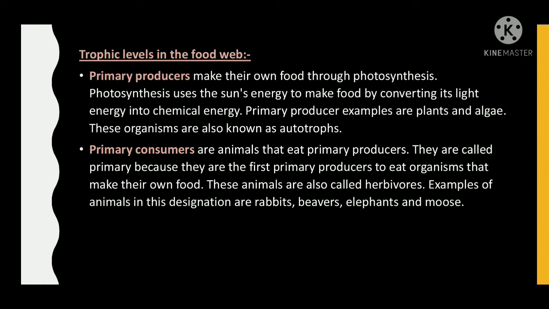Primary consumers are animals that eat primary producers. They are called primary because they are the first to eat organisms that make their own food. These animals are also called herbivores. Examples of animals in this designation are rabbits, beavers, and elephants.